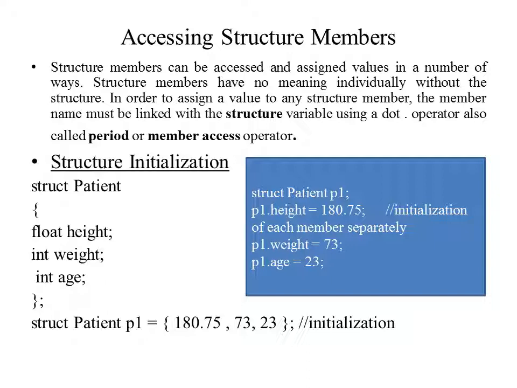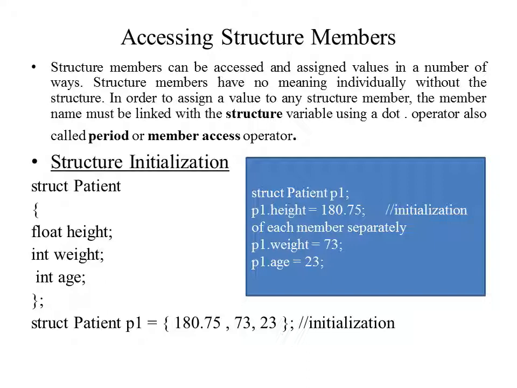Now we are creating one variable of the structure. Struct patient is the data type, p1 is the variable, equals curly braces. We are assigning 3 values, 180.75, 73 and 23. So automatically 180.75 will go to the height member, 73 will go to the weight member, 23 will go to the age member. These 3 are part of the p1 variable, and under p1 there are 3 members, height, weight and age.